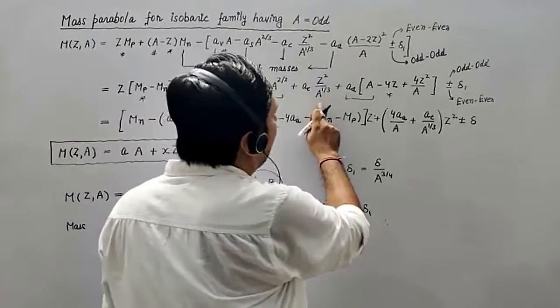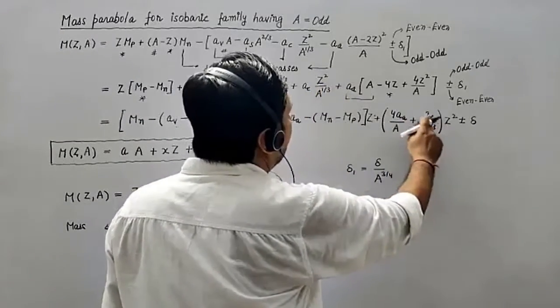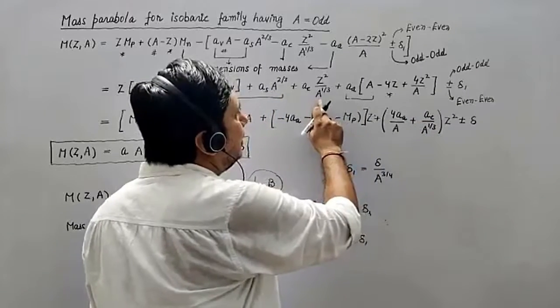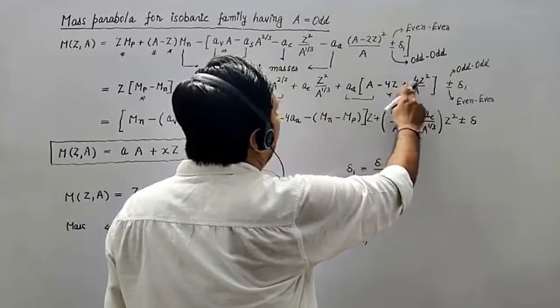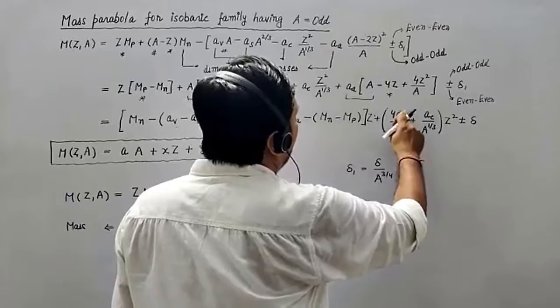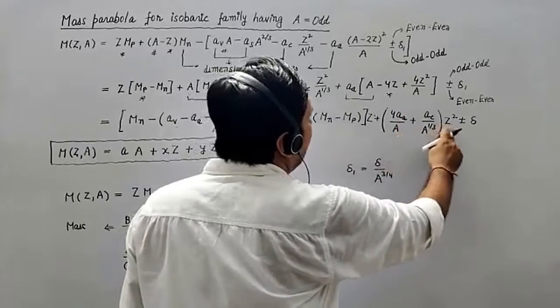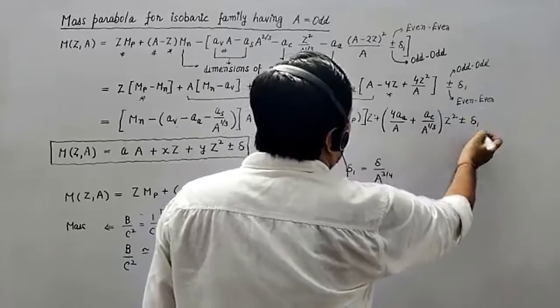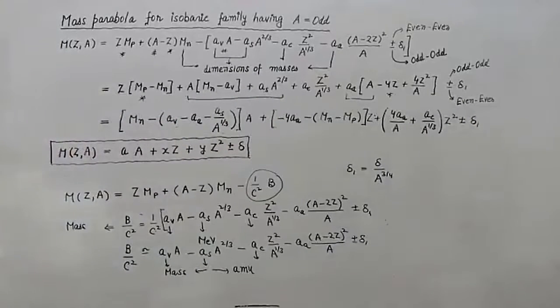One is Ac Z square upon A to the power 1 by 3. So take Z square common, so Ac upon A to the power 1 by 3 is here. And from this, we will have 4Aa upon A into Z square. And the last term is plus minus delta. So in this way, we have simplified the formula obtained in the semi-empirical mass formula or in the liquid drop model.